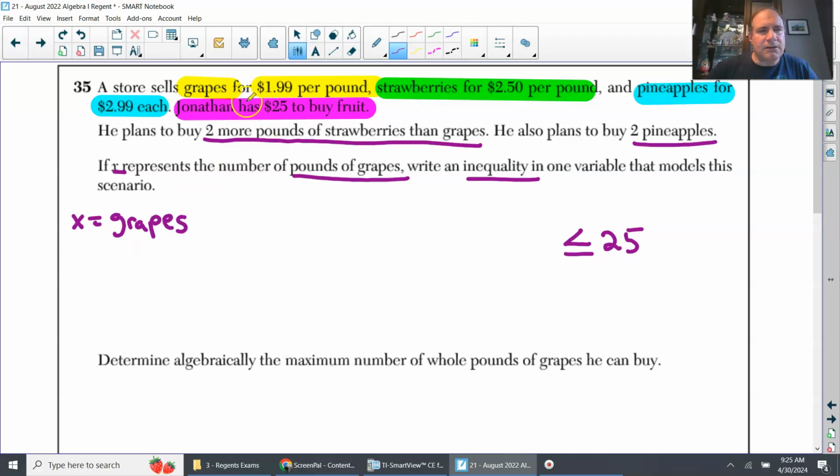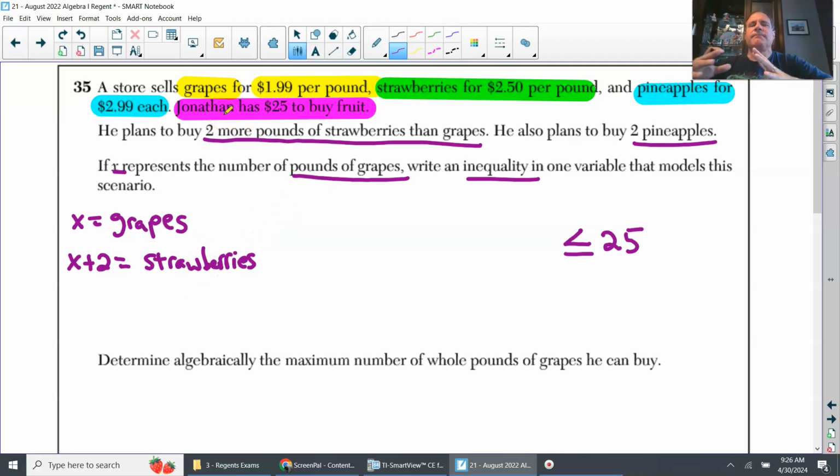All right. So strawberries. Forget about the number amount right now. He plans to buy 2 more pounds of strawberries than grapes. So for strawberries, I'm just going to put X plus 2. And that equals strawberries. Right? And then he also plans to buy 2 pineapples. All right? So that's basically all I'm going to put down.